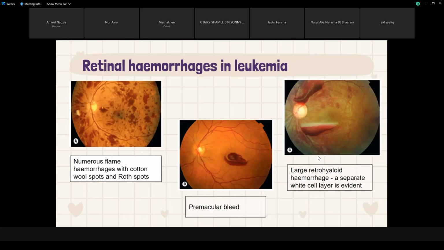So for the retinal hemorrhages in leukemia, picture A shows numerous flame hemorrhages with cotton wool spots and red spots. Picture B shows a premacular bleed, and the last picture shows a large retrohyaloid hemorrhage. That's for the retinal hemorrhage in leukemia. Next.